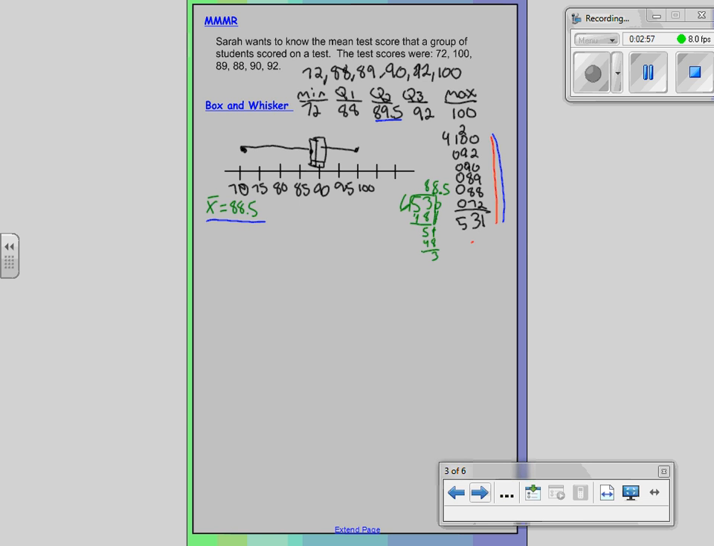Now, MMR is mean, median, mode, and range. We'll look at the median in a minute, but we'll look at it right now. First thing I do is put your numbers in order like I did right here: 72, 88, 89, 90, 92, 100. Now, find the mode. You got to see if there's any numbers that repeat. That's what the mode is. Is there any numbers that repeat? No, so there's no mode.